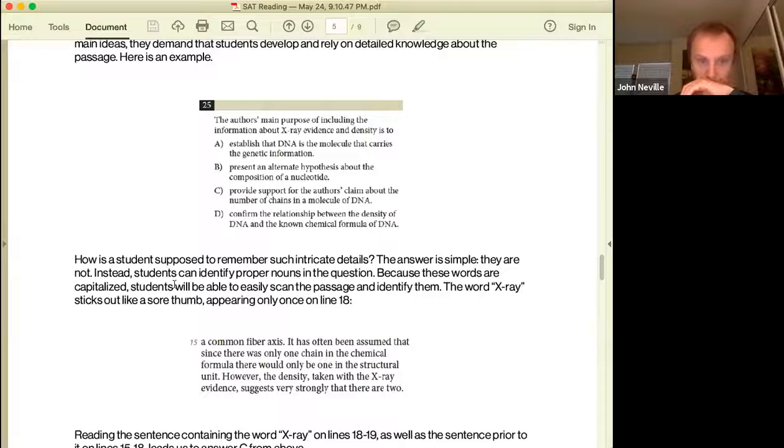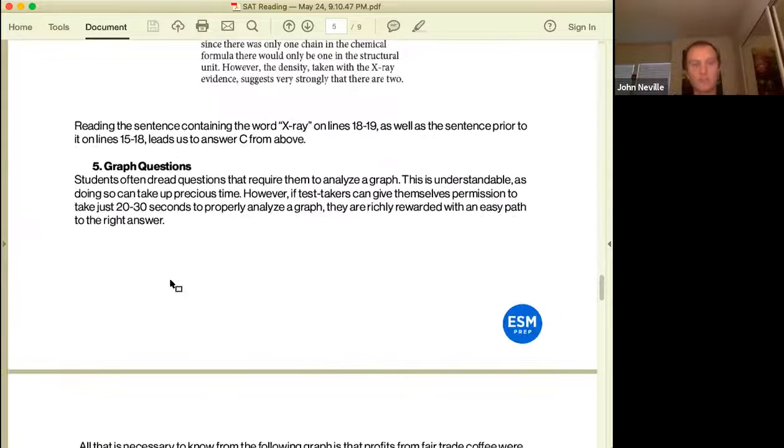So I'm going to move on to graph questions. Okay. Students usually groan inwardly when they see graph questions because they think, oh, I have to go and analyze this graph and it's going to take all this time. And honestly, it really only takes 30 seconds or less to properly analyze a graph.